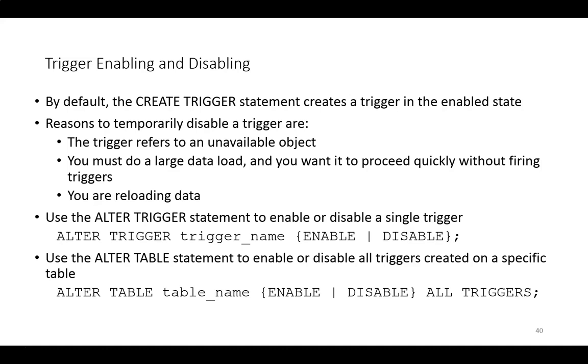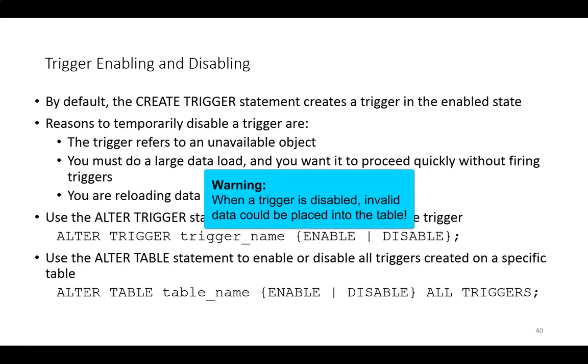The trigger could refer to an unavailable object. You might have to do a large load of data with a load utility, and you don't want the trigger to fire for each one of the rows being processed. Therefore, you can speed up the load process by disabling the trigger. One thing to keep in mind is that if the trigger is disabled, then the business rule that it was designed to enforce is not being enforced.